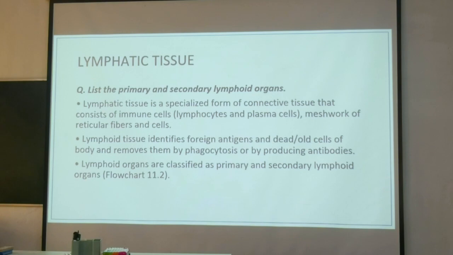Now, list the primary and secondary lymphoid organs. Lymphatic tissue is specialized form of connective tissue consisting of immune cells, lymphocytes and plasma cells, meshwork of reticular fibers and cells. Lymphoid tissue identifies foreign antigens and dead or old cells of body and removes them by phagocytosis or by producing antibodies. Lymphoid organs are classified as primary and secondary lymphoid organs. Next.